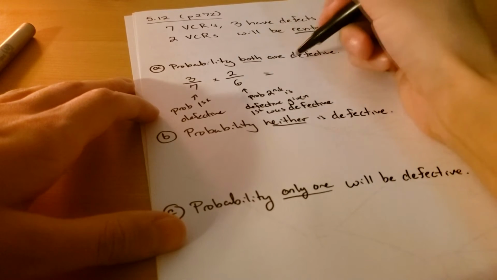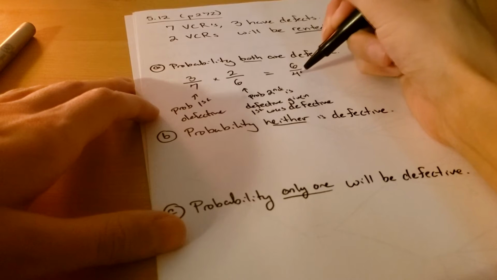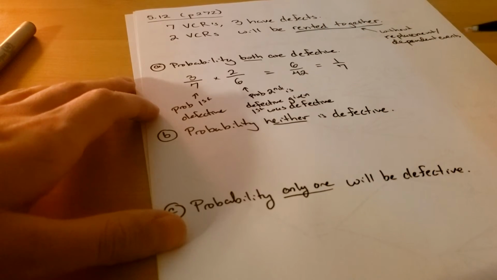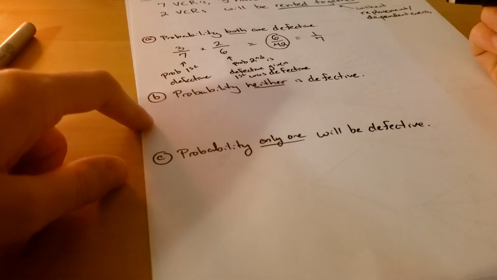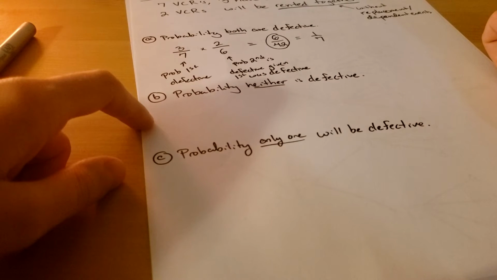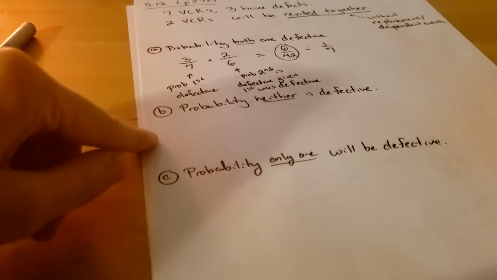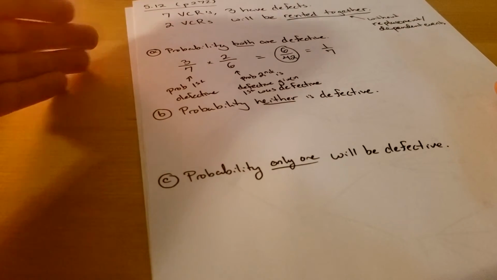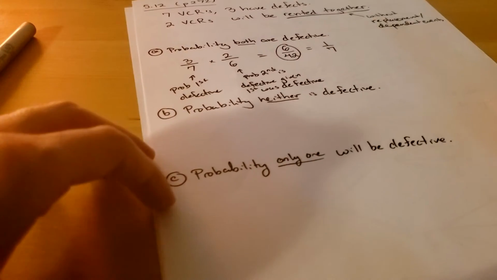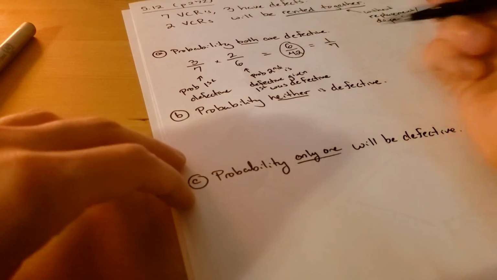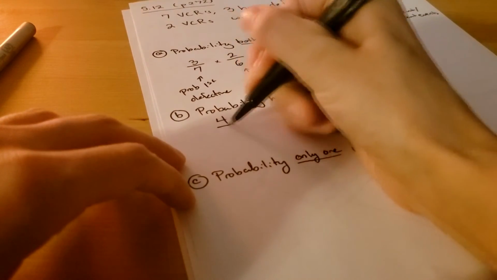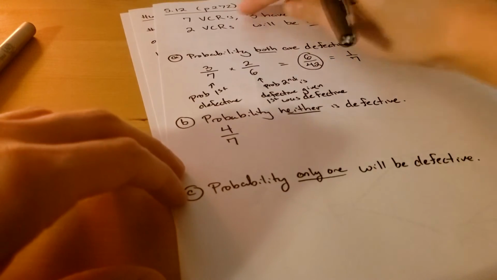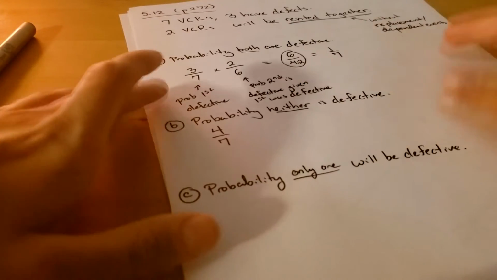We multiply these together and we get 6 out of 42, which we can simplify to 1/7. For the next one, the probability that neither is defective is pretty much the same as the first one, except now we want to find the probability that the first is not defective and then that the second one is not defective. So the probability that the first one is not defective is going to be 4 out of 7. We were told 3 of them had defects, so that means out of 7, 4 of them are not going to be defective.